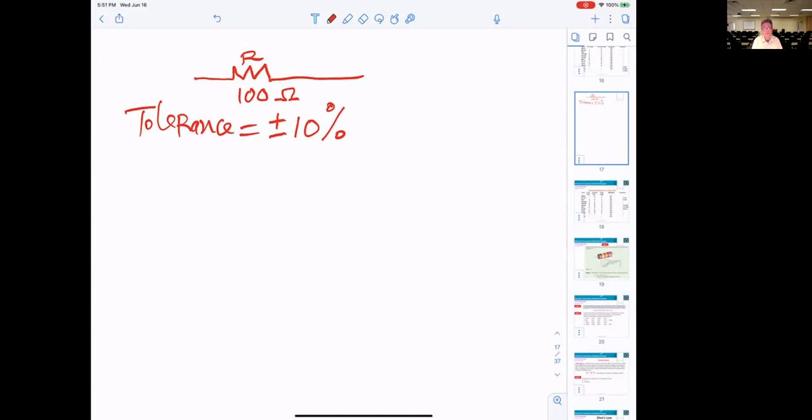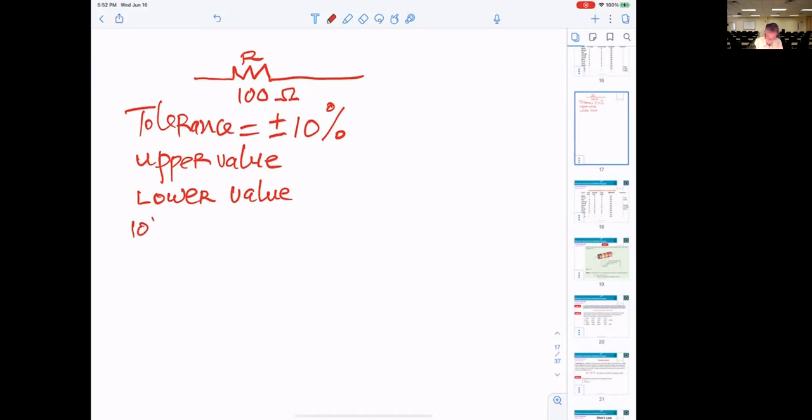That means the first thing you need to calculate is the maximum value. We call it the upper value. And also we get a lower value. First thing we need to know is what is 10% of 100 ohm. Is it 10 ohm? Okay, 10 ohm. Yeah, that's correct, 10 ohm.